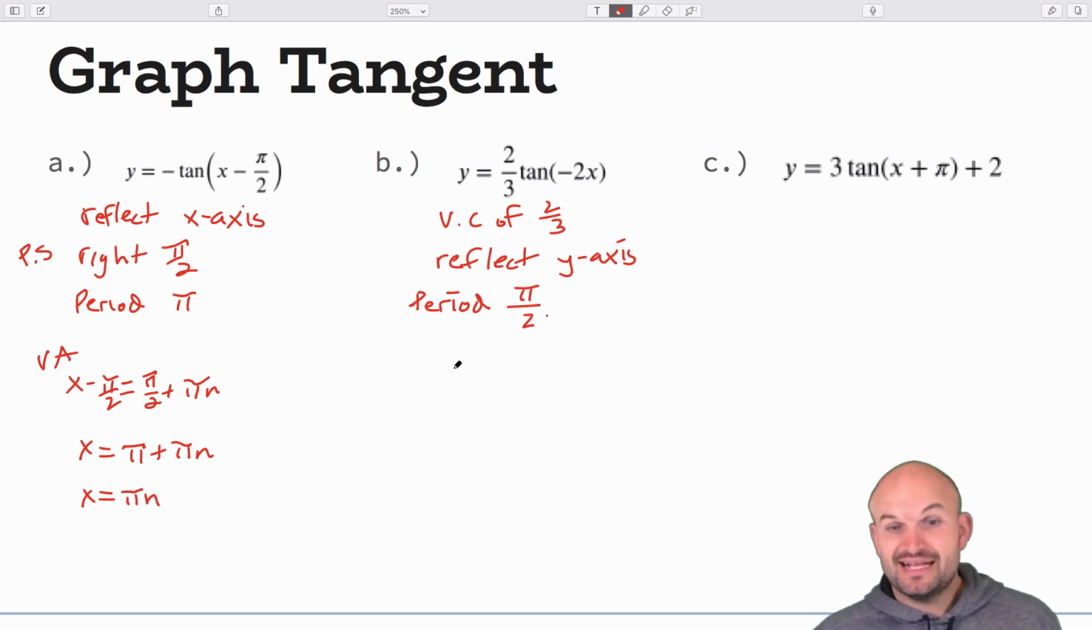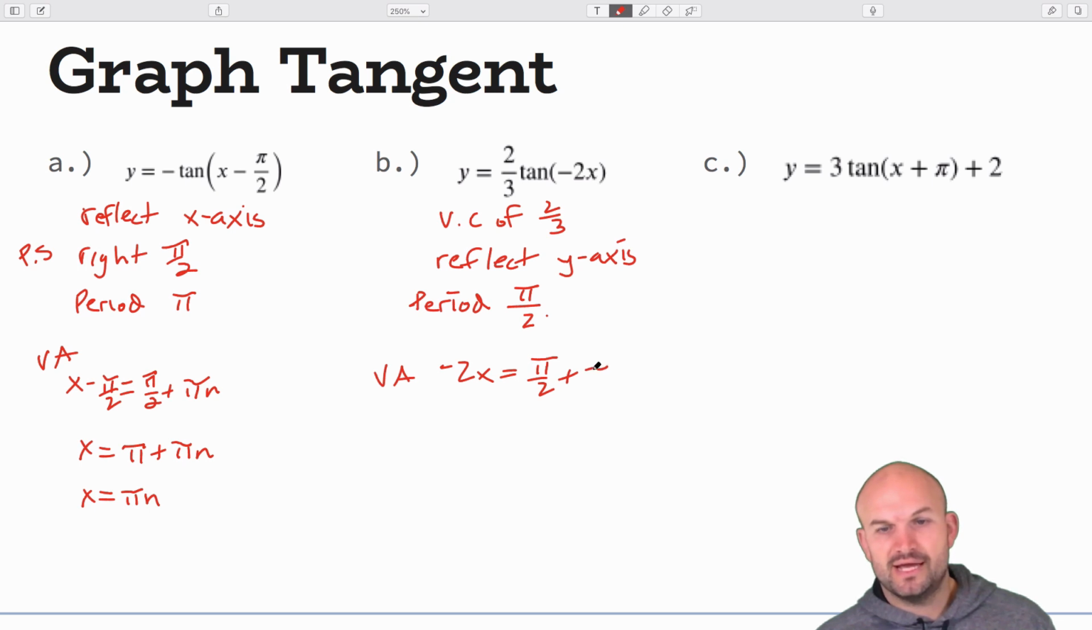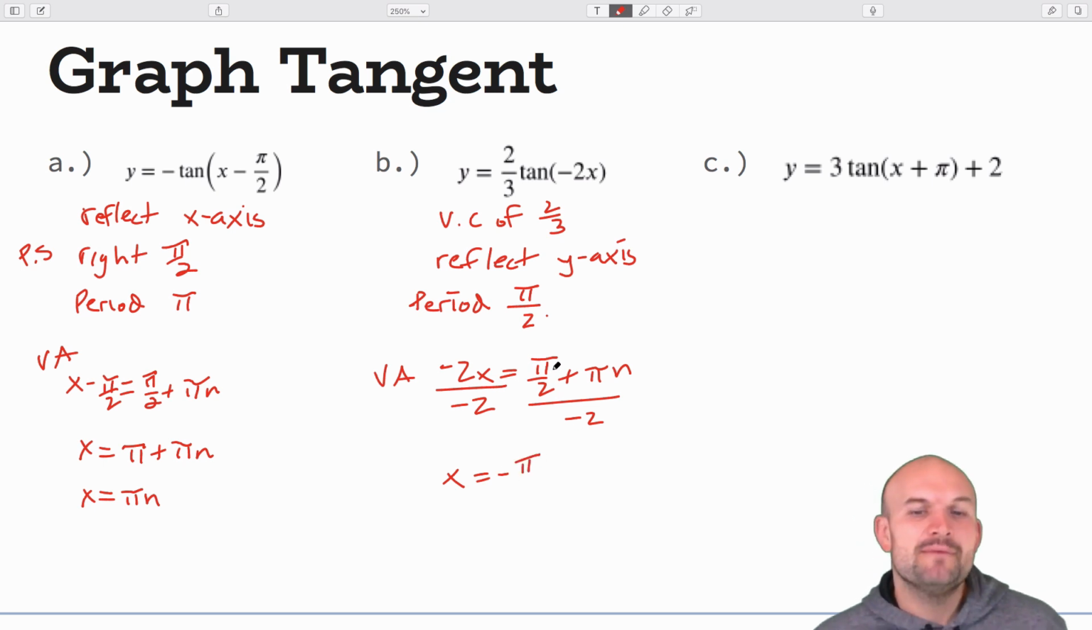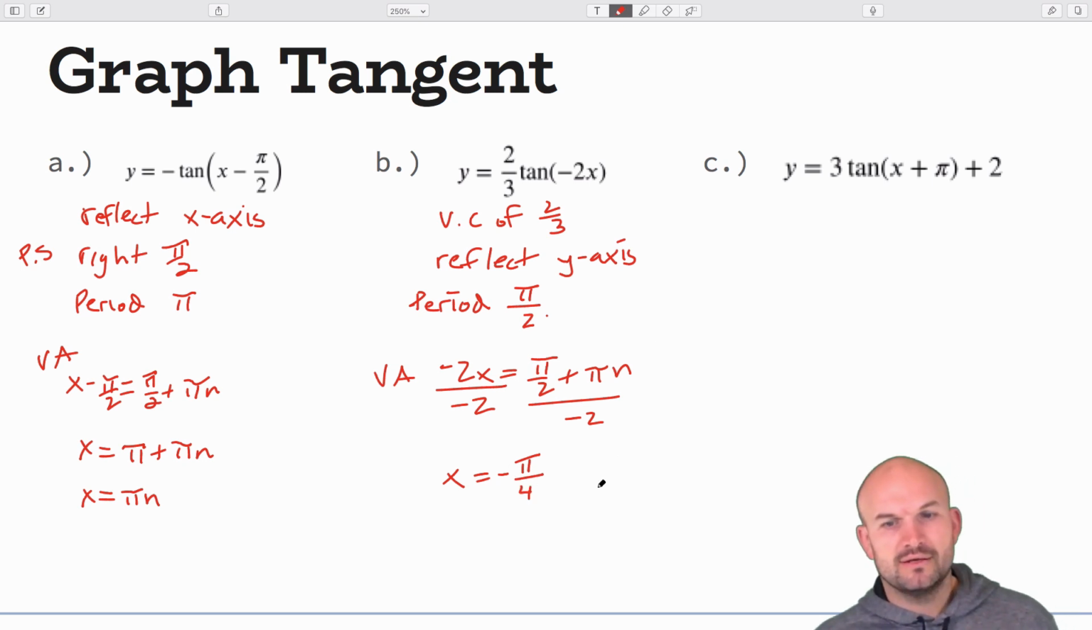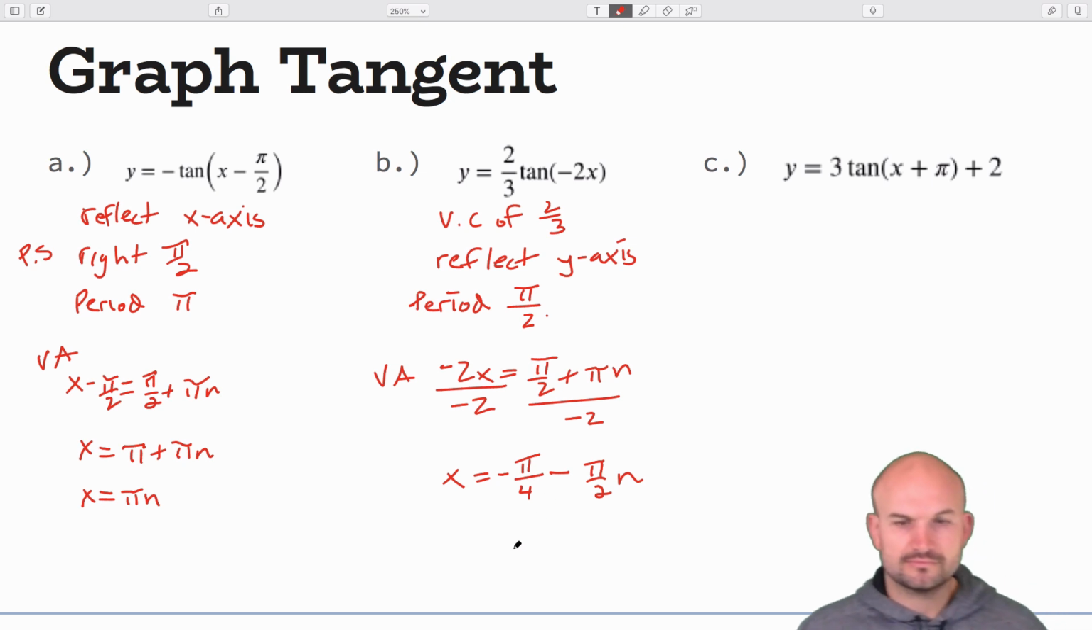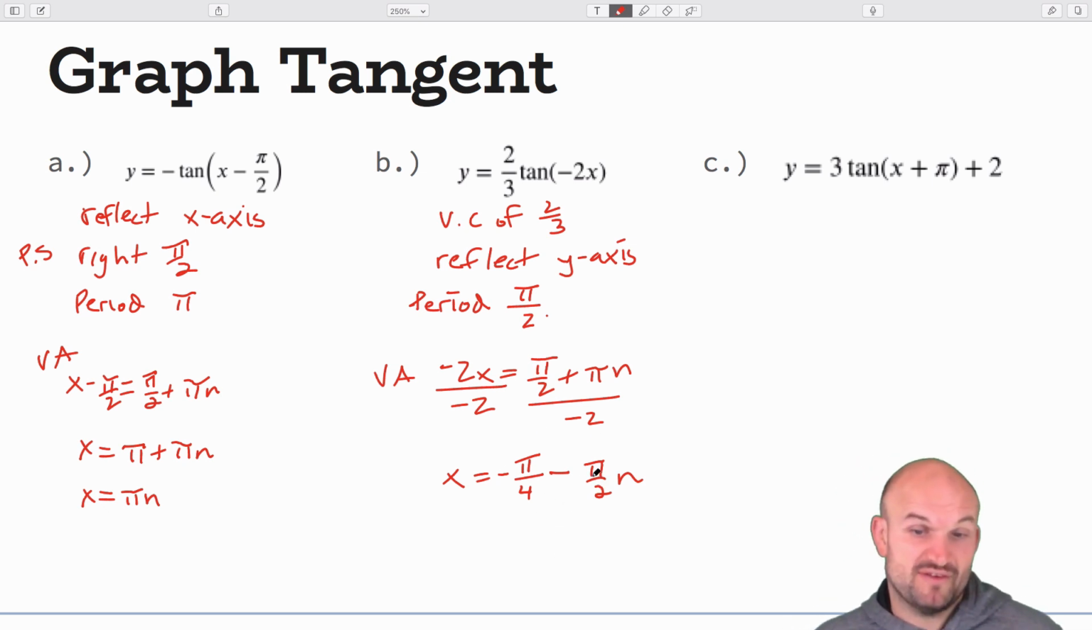And then the other thing is the vertical asymptotes. So again, we're just going to take what's inside the function and set it equal to pi halves plus pi n. So now we're just going to divide both sides by -2. So therefore, x equals, so negative pi halves divided by -2 is a negative pi over 4. And then this is going to be a plus a negative, or just a minus, pi halves n. All right, and that would be your simplified version here.